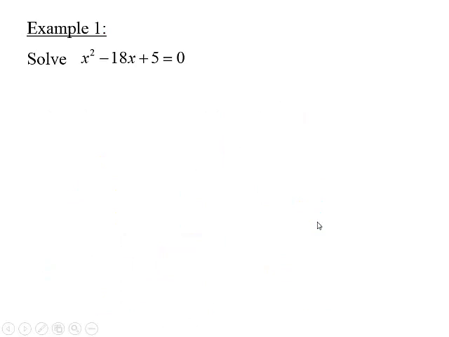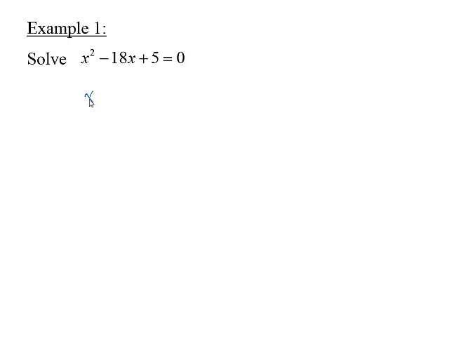Let's look to see how this applies to solving quadratic equations. In example 1, I want to solve x squared minus 18x plus 5 equals 0. This is an example of an equation that does not factor. There are no factors of 5 whose sum is negative 18. Also, the square root property can't apply because we don't have just a quantity squared equals a number. But what we can do is get this equation in the form that we do have some perfect square on the left side.